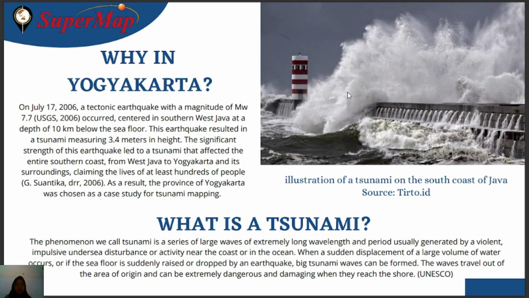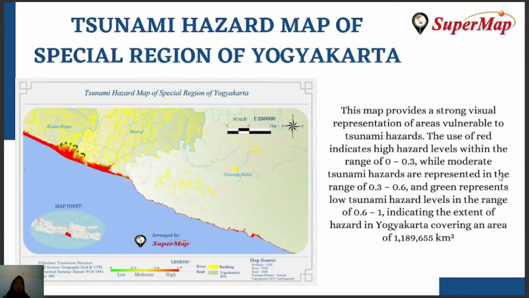The phenomenon we call tsunami is a series of large waves of extremely long wavelength and period, usually generated by a violent, impulsive undersea disturbance or activity near the coast or in the ocean. When a sudden displacement of a large volume of water occurs, or if the seafloor is suddenly raised or dropped by an earthquake, the tsunami waves can be formed. So the waves travel out of the area of origin and can be extremely dangerous and damaging when they reach the shore. From UNESCO. Next, we have the tsunami hazard map here.